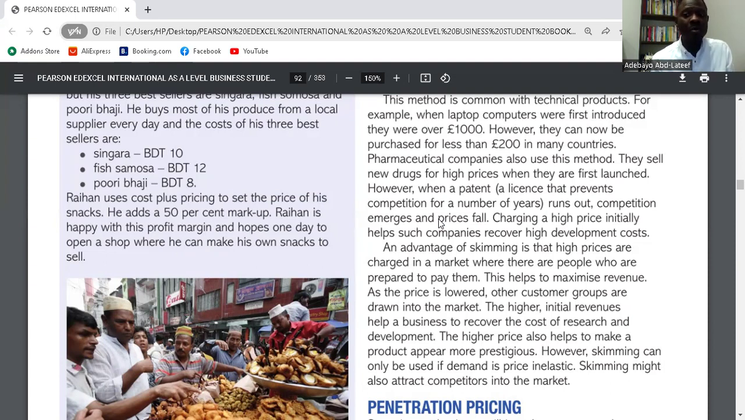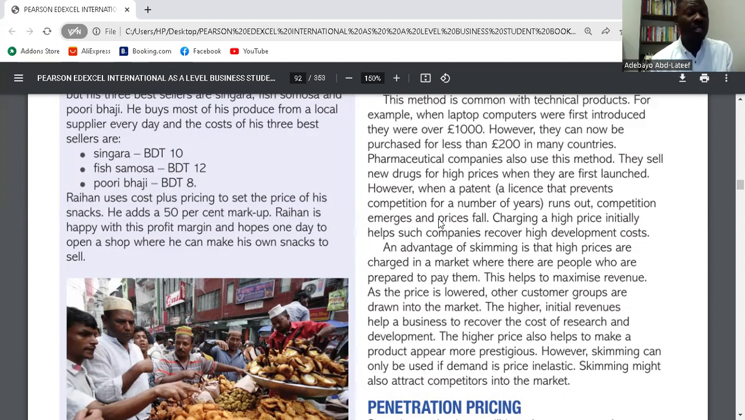As the price is lowered, other customer groups are drawn into the market. The higher initial revenues help a business recover the cost of research and development. The higher price also helps to make products appear more prestigious. However, skimming can only be used if demand is price inelastic. Skimming might also attract competitors into the market. Price skimming allows you to recover your cost, and it allows you to have more revenue.